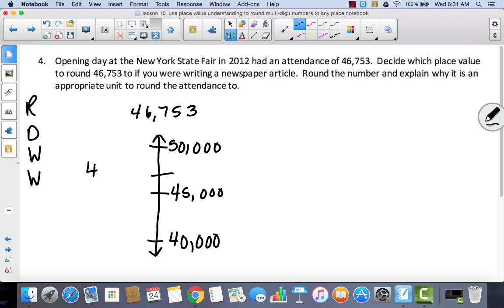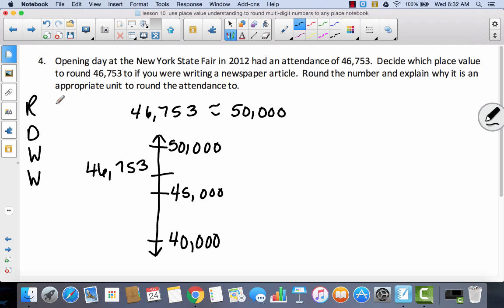What is more than halfway? So 46,753 is about 50,000. Now, if I chose to round to the thousands place, then this number would have been 47,000. That would have been a nice even number to quote in a newspaper article too. So that would have also been correct. And I could have rounded to the hundreds. It doesn't really matter when you're just quoting for a newspaper article. You're just trying to make it sound nice in your writing.